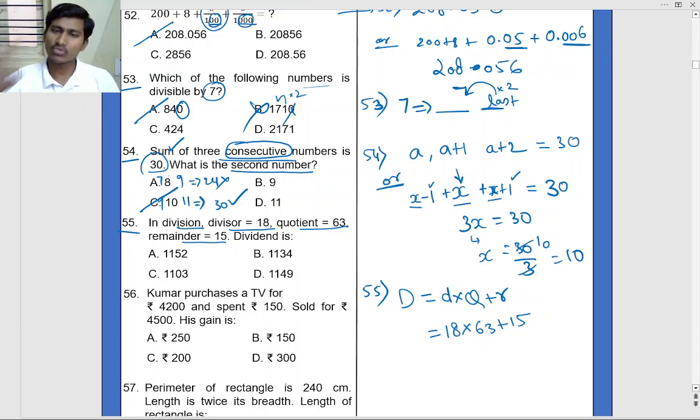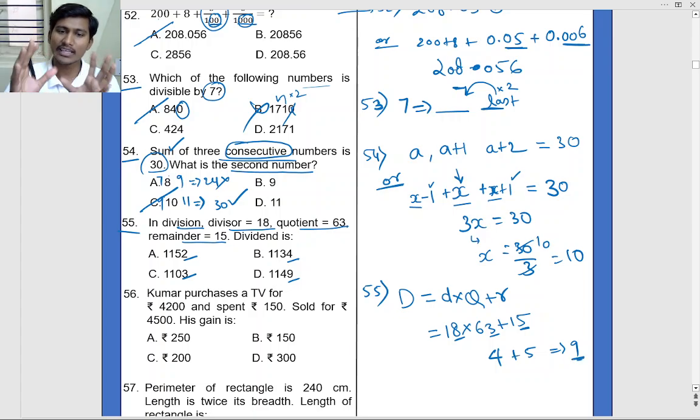You can use one shortcut trick. Here all the unit digits are different, so let us only find the unit digit. 8 into 3 is 24, so 4 will be there and we carry 2. Then we add the unit digit 5: 4 plus 5 is 9. So the unit digit will be 9. Which option has 9 as the unit digit? Option D. You don't have to calculate all of it. You can use this shortcut. The answer will be 1149. You can calculate and you will get the same answer. Understand? Good.